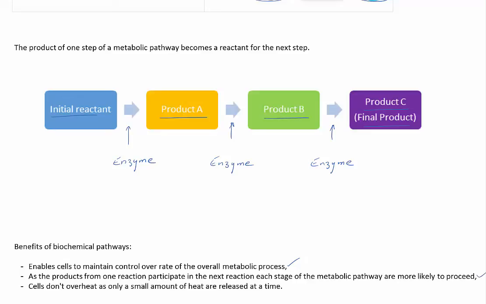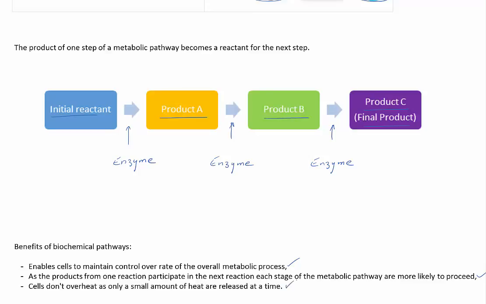Secondly, biochemical reactions are reversible under certain conditions. It is important that products are removed from the cells so that they do not build up and slow down or reverse biochemical reactions. Because the products of one reaction participate in the next reaction, each stage of the metabolic pathway is more likely to proceed.